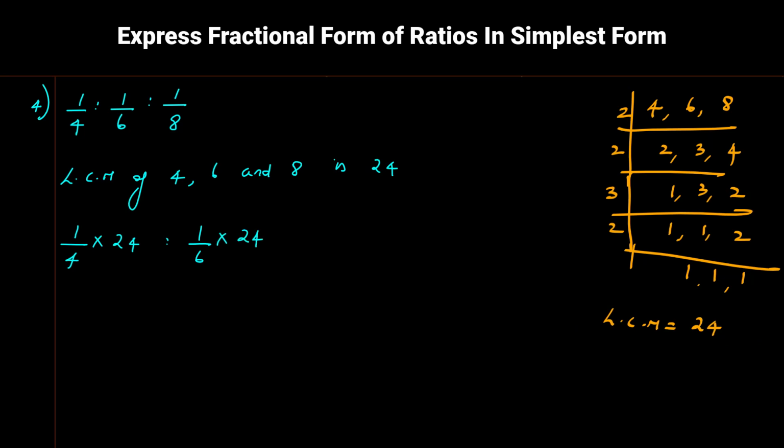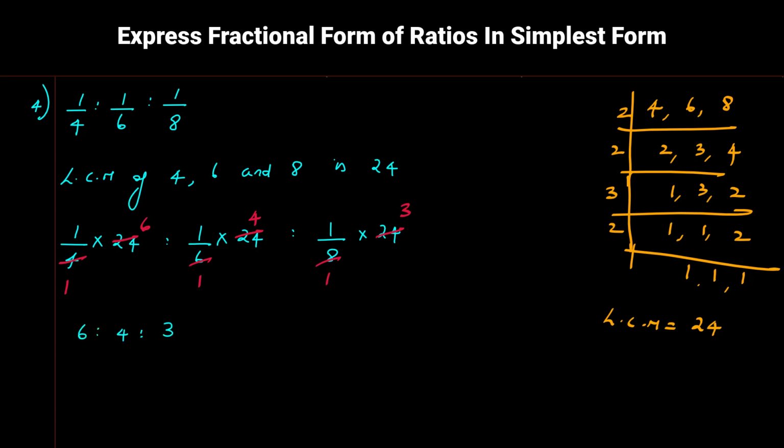Take the second part of the fraction, multiply it with 24. Take the third part of the fraction, multiply it with 24. Now you can do the necessary cancellations. 4 ones are 4, 4 sixes are 24, 6 ones are 6, 6 fours are 24, 8 ones are 8, 8 threes are 24.